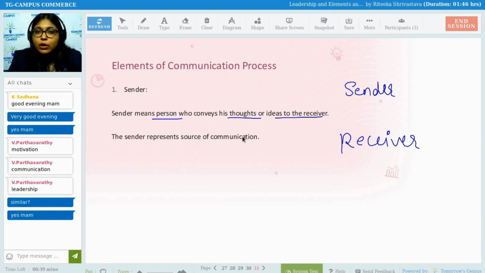Now, I am communicating my knowledge to you all. So, I will be the sender. You all are listening to it and accepting whatever I am saying. You all become the receivers. So, the sender represents the source of communication. Now, there can be various sources of communication, verbal and non-verbal.